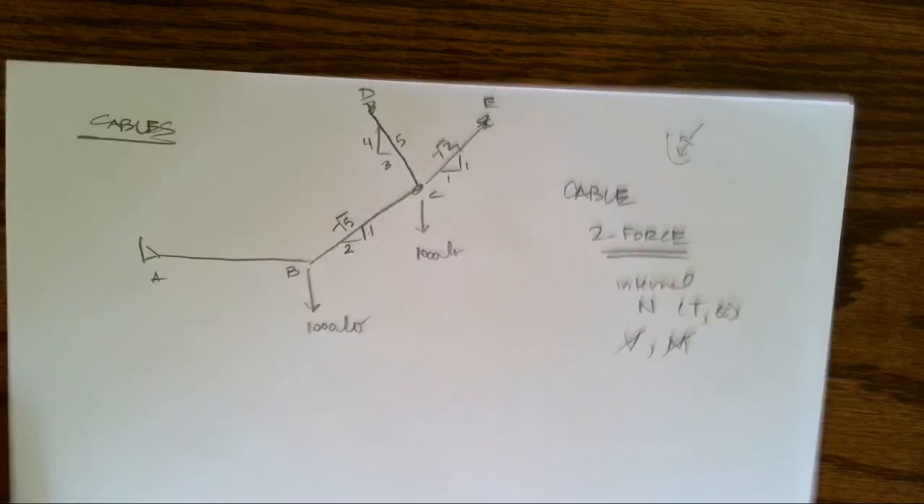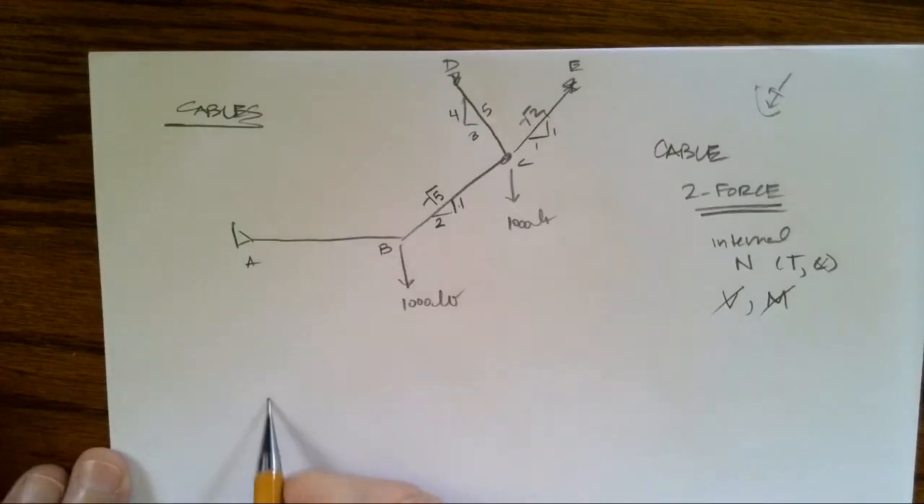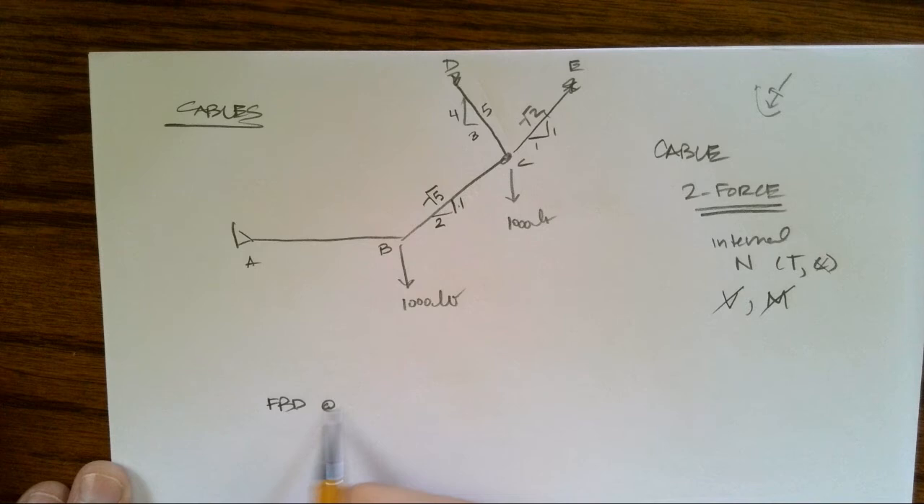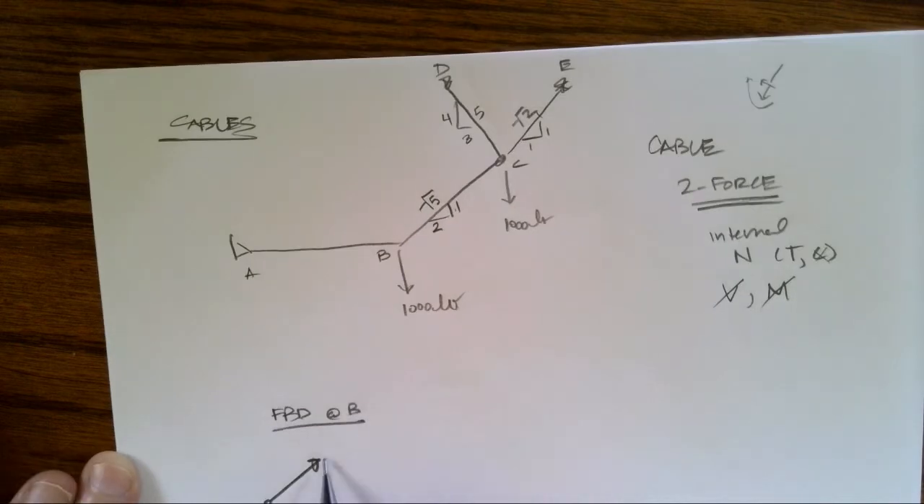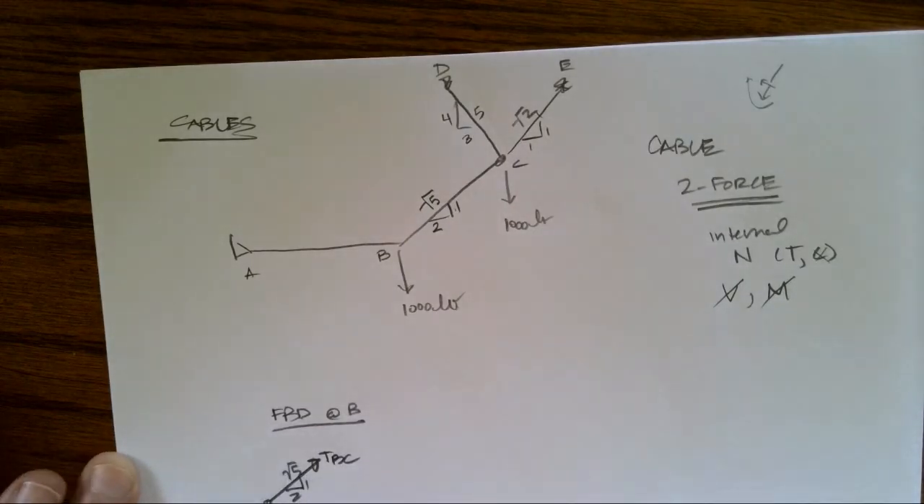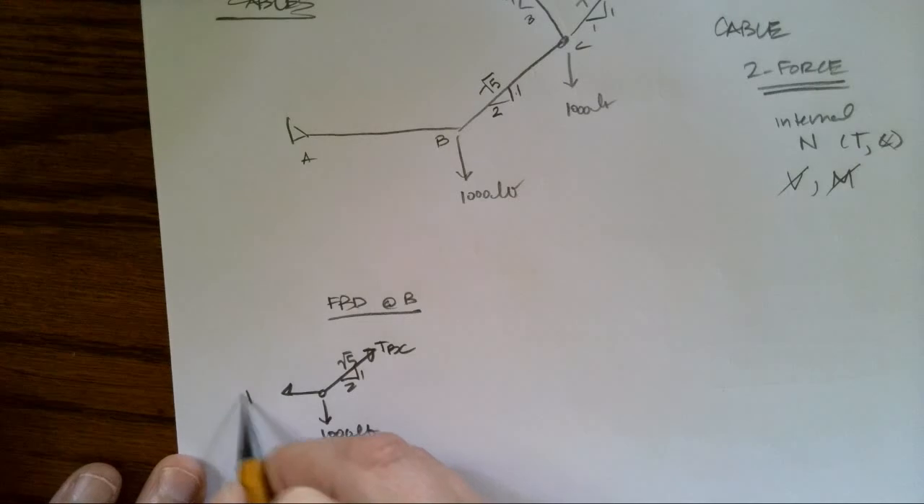Okay, so let's start here at B. We need to draw a free body diagram at B. And we show everything in tension. So I have 1,000 pounds. And I'm going to call this tension BC, 1, 2, root 5. And I'm going to call this one tension BA.